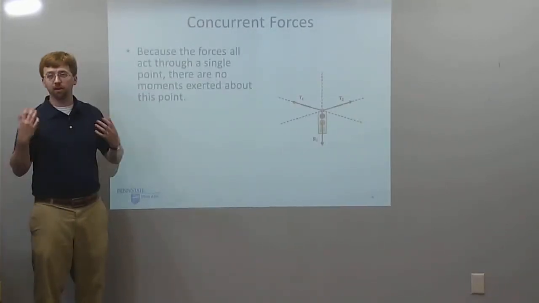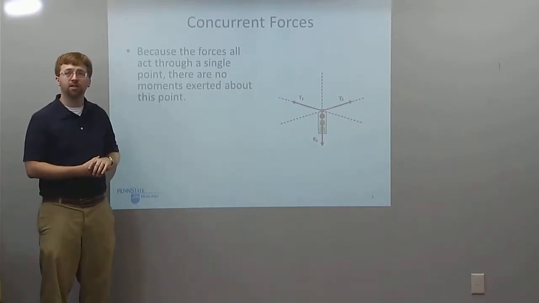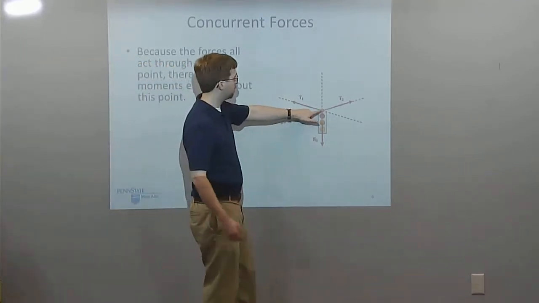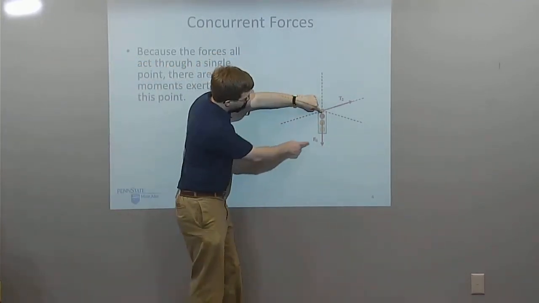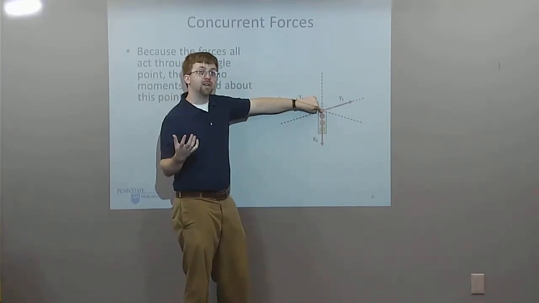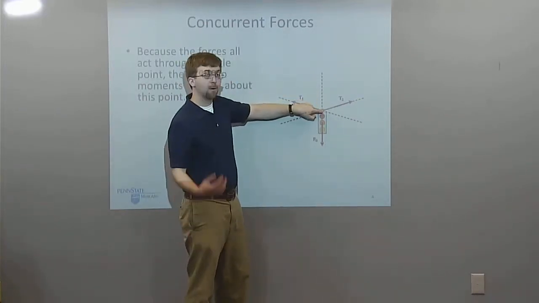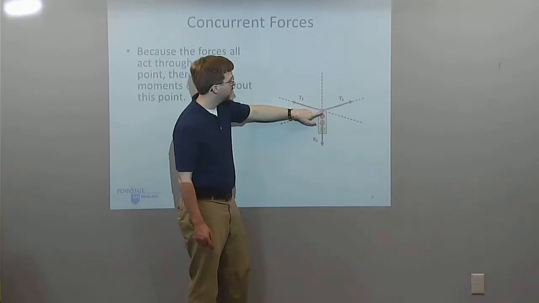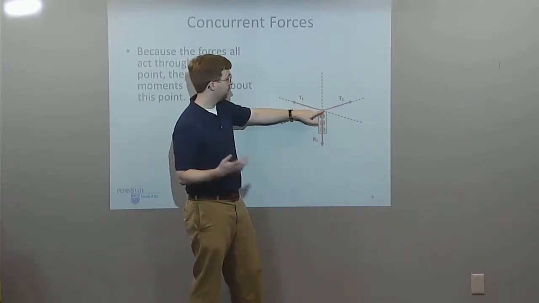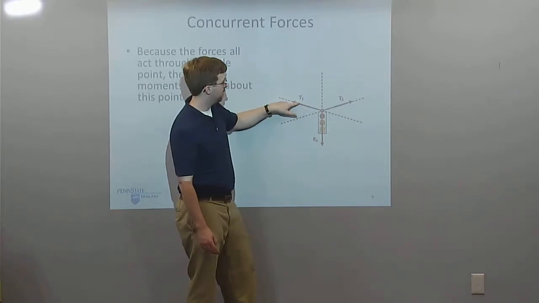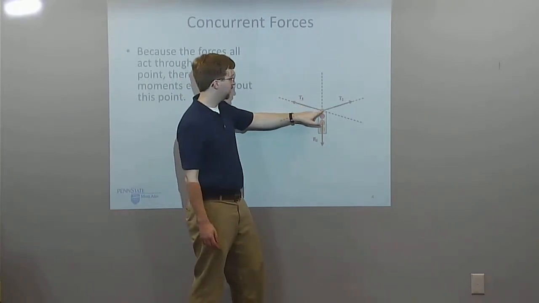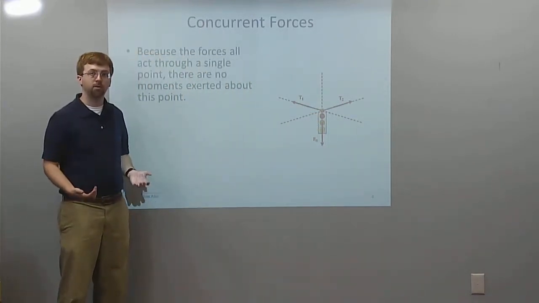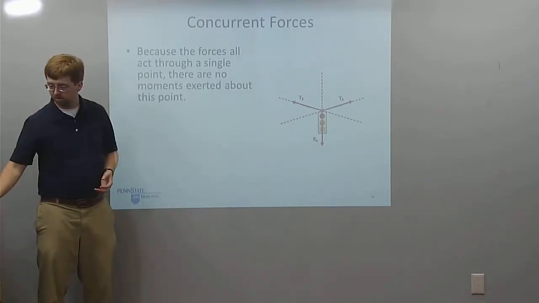So with concurrent force systems, why do we care? Well, because all of the forces act through a single point, there are no moments exerted about this point. So here, if we took the sum of the moments, remember our moment is going to be the force times the perpendicular distance. So the perpendicular distance here is 0, so it would be Fg times 0, and T2 times 0, and T1 times 0, because that's another 0 distance. Since everything goes to this point, all those d values in our moments are going to be equal to 0. And when that happens, we have no moments.